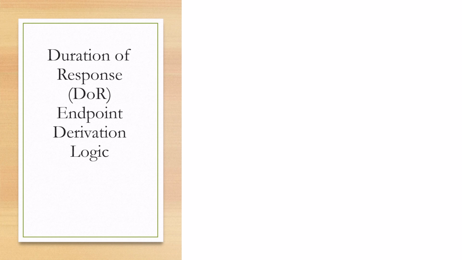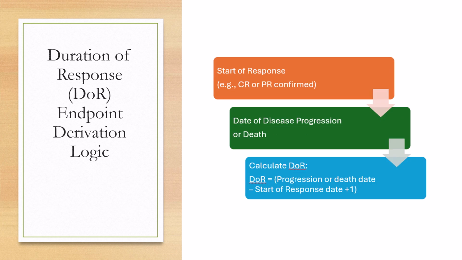Now let's talk about the duration of response endpoint derivation logic. The duration of response is the time interval from the first occurrence of a complete response or partial response to the first occurrence of progressive disease or death. The DOR is calculated for responders only. Now, what are responders? Responders are the ones who have achieved CR or PR. It is not calculated for subjects who have stable disease, that is SD, or progressive disease, which is PD.